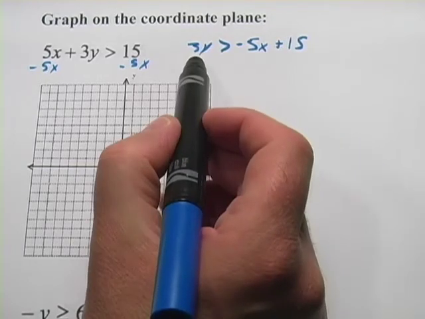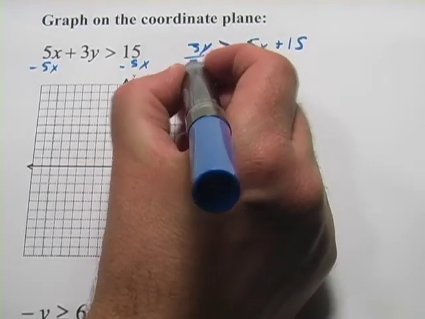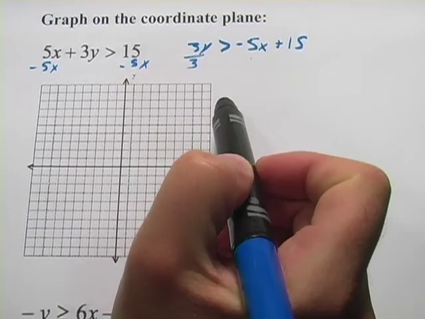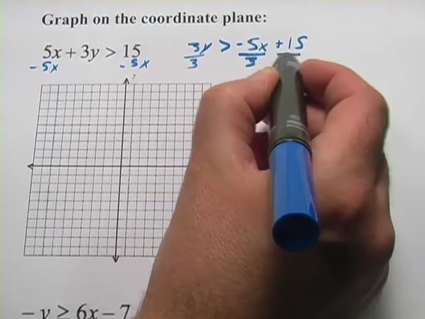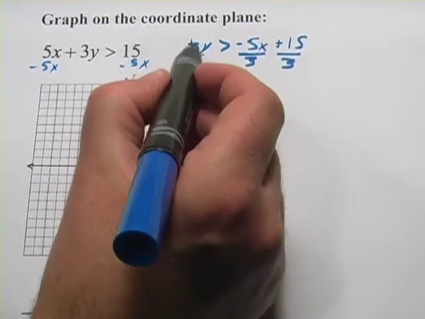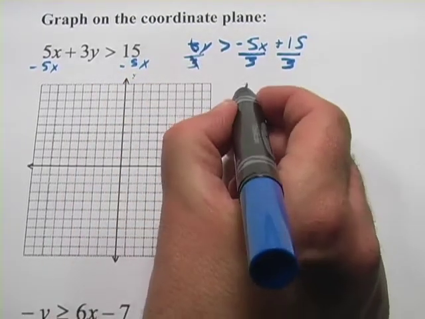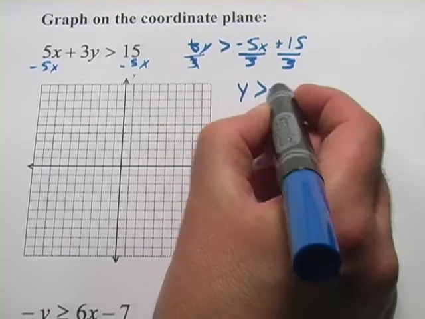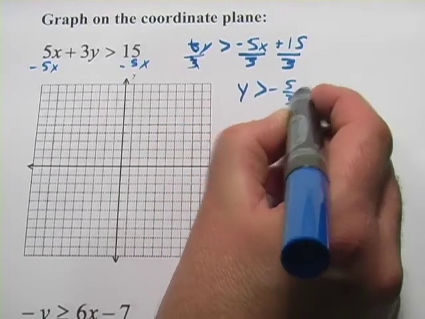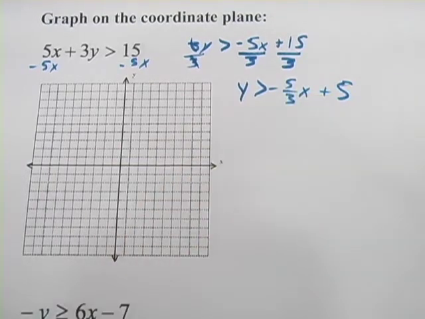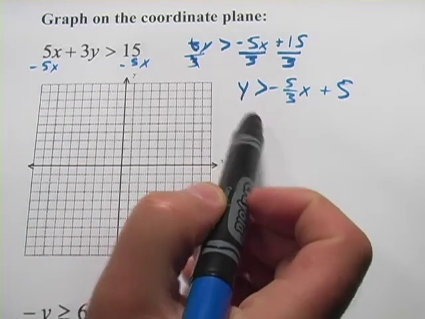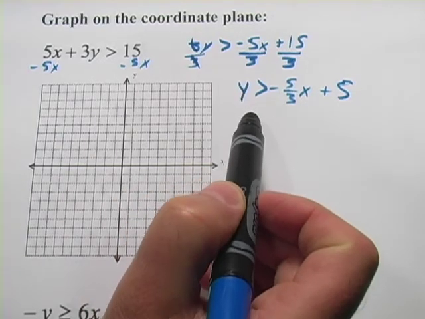Now, to finish solving for y, I've just got to divide by 3. And remember, you've got two terms over here. Both of them get divided by 3. So these 3's cancel. We get y is greater than negative 5/3 x plus, well, 15 divided by 3 is 5.